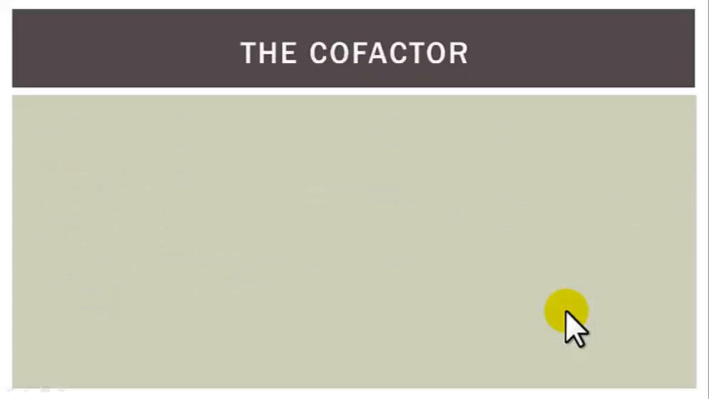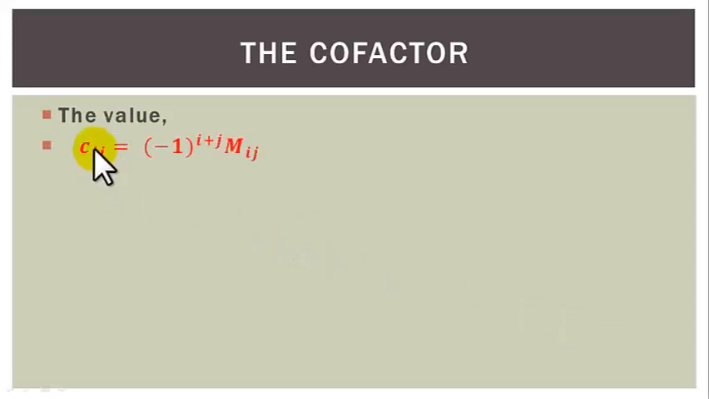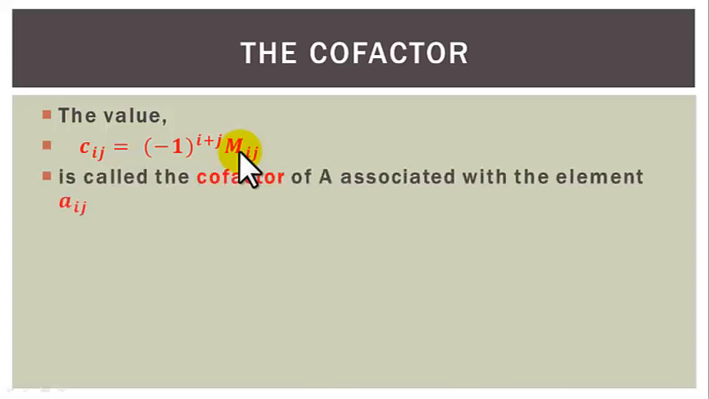The cofactor. The value given by Cij equal to minus 1 raised to power i plus j times the minor Mij is what we call the cofactor of A associated with the element Aij.